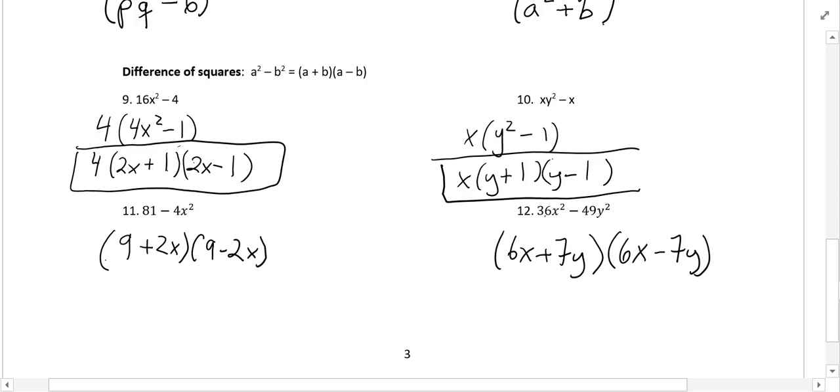Let's check number 12. 36x squared, that is a perfect square. 49y squared, that is a perfect square, and there's a minus sign in the middle. So the square root of 36x squared left us with 6x. 49y squared gave us 7y and 7y, and since the minus sign was in the middle, one has to be plus, one has to be negative, so that those middle terms cancel out. All right, let's go ahead and go to the next page.